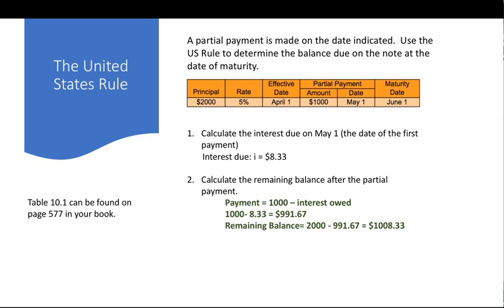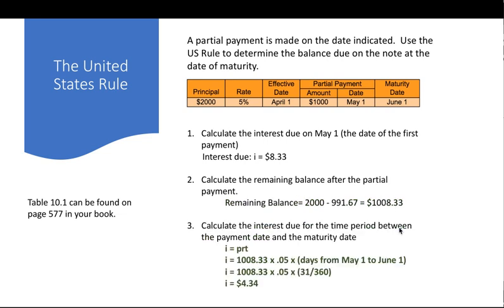Okay, now it's like I'm starting over. So now I'm starting on May 1st with a loan of $1,008.33. I've paid all interest that I've owed on this loan by this time. So on May 1st, when I made that partial payment, I paid all my interest. So the outstanding balance is $1,008.33, and we're starting over.